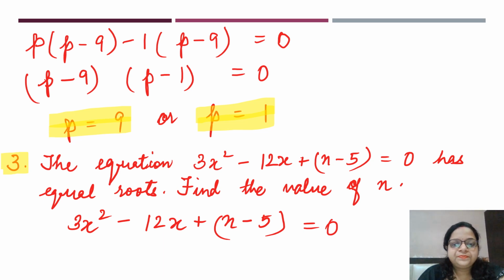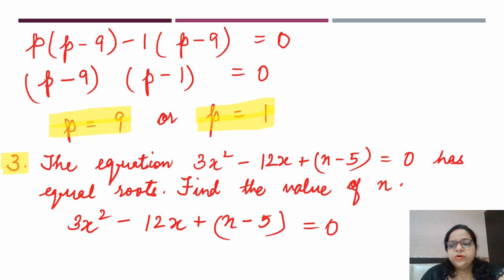Okay, children, I hope you have understood. This is simply the factorization method. We have taken p minus 9 as common and p minus 1 as the second factor, and applied the zero product rule.